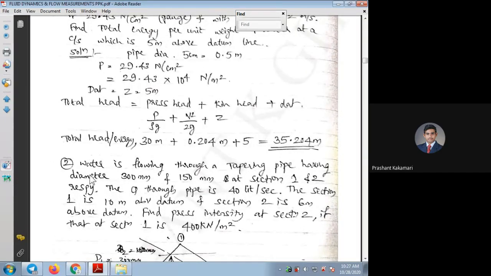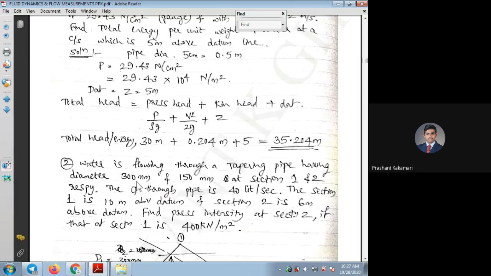Water is flowing through a tapering pipe. So tapering means the pipe is changing in cross-section area. It is reducing, like a nozzle. You can keep a nozzle in mind. So water is flowing through a tapering pipe having diameter 300 mm and 150 mm.